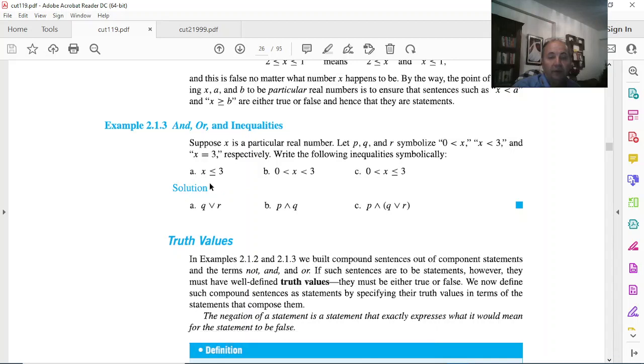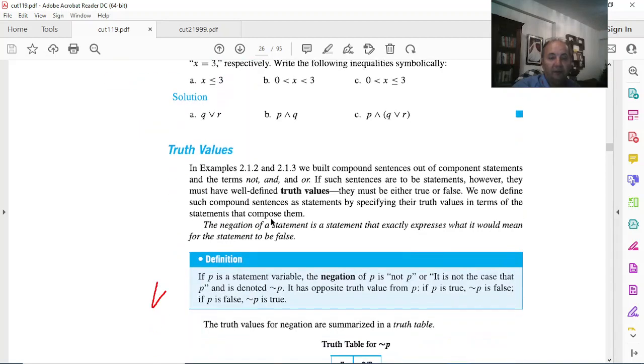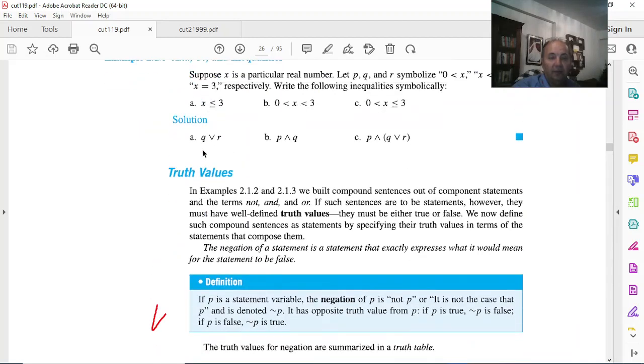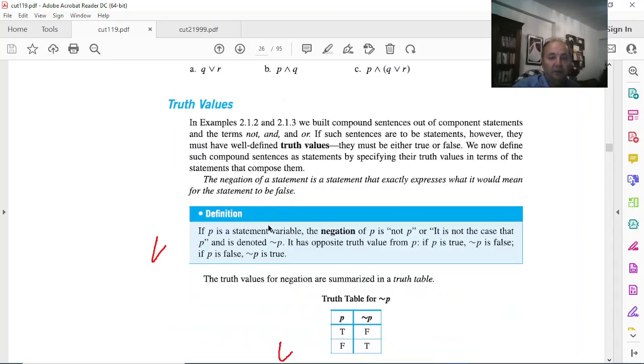Oh yeah, this is Q or R, this is AND, and OR. Of course, this is OR. This itself is less than or equal to 3, this one, right? This is less than 3, this is equal to 3, and this is greater than 0. This is less than 3, this is greater than 0. This is again greater than 0, less than 3.